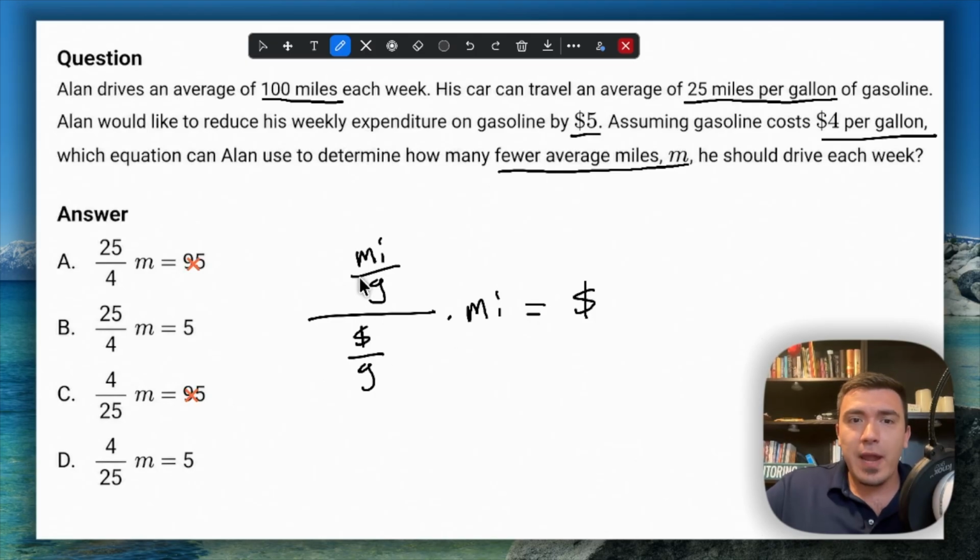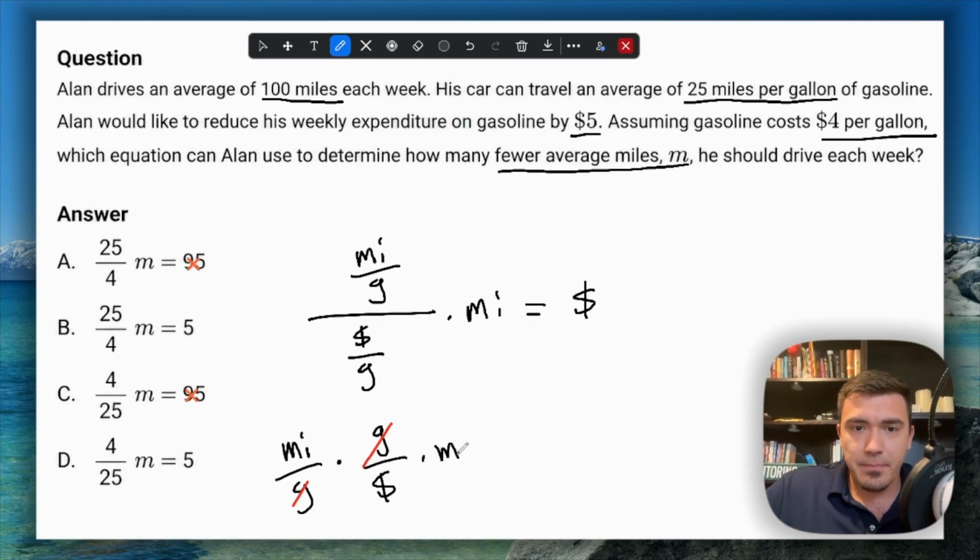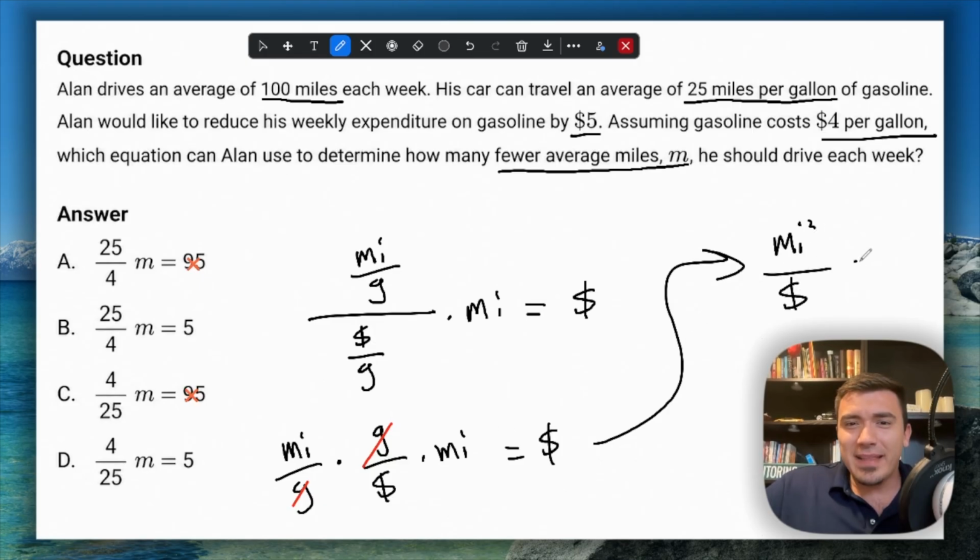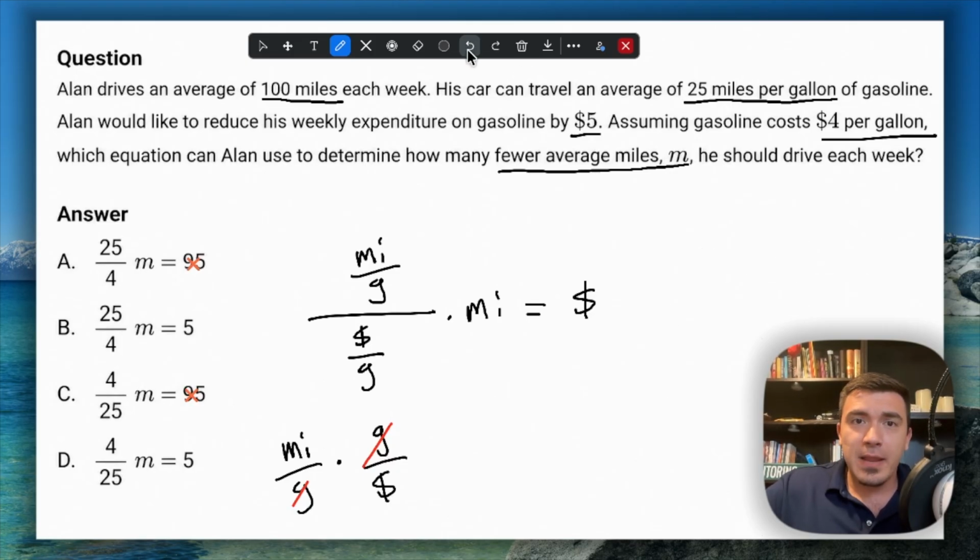So let me try it out. I have a fraction inside of a fraction, so I'm going to do keep, change, flip. Alrighty, my gallons cancel out over here. And I do still have the times miles over here. So if I put all of this together, that's miles times miles, which is miles squared over dollars. That's definitely not what I'm looking for, and that's definitely not what I have on the right side. So that's not going to work. So at this point, I could eliminate B, and by process of elimination, we can go ahead and choose D.